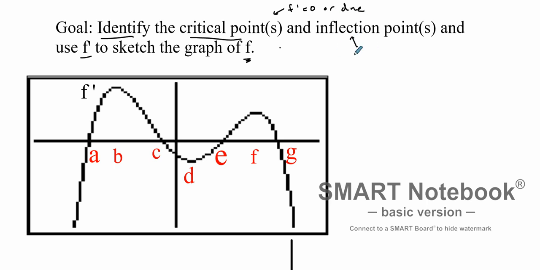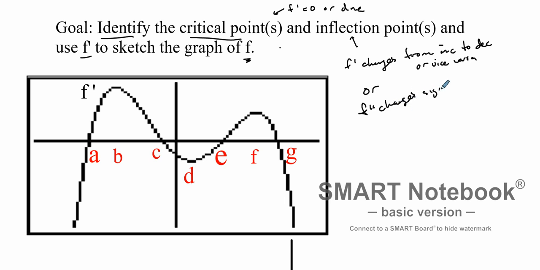Points of inflection are when F prime changes from increasing to decreasing or vice versa. We can also look for this if F double prime changes signs, and that's what we're looking for. Okay, for points of inflection. So to identify this, let's look for critical points.